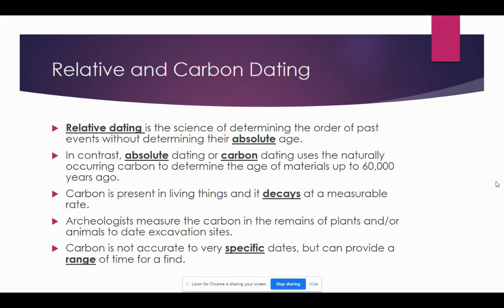Carbon dating is not going to tell you a person died January 27, 64 BCE. It'll give you a range. This person might have died between 100 BCE and 10 CE. It'll give you a range of time. This is due to the fact that remains are often very degraded, and it can be difficult to get specific numbers. But absolute dating or carbon dating is going to be more specific than relative dating.